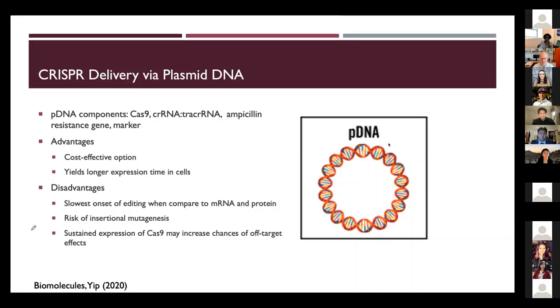However, it does come with some disadvantages in that it's the slowest onset of gene editing when compared to mRNA and protein delivery, because transcription and translation are required for the synthesis of the Cas9 protein. Also, there's another disadvantage through the risk of insertional mutagenesis, which is essentially a mutation on the DNA strand by addition of one or more base pairs. It also has sustained expression of Cas9 that may increase the chances of off-target cleavage events seen throughout the cell.